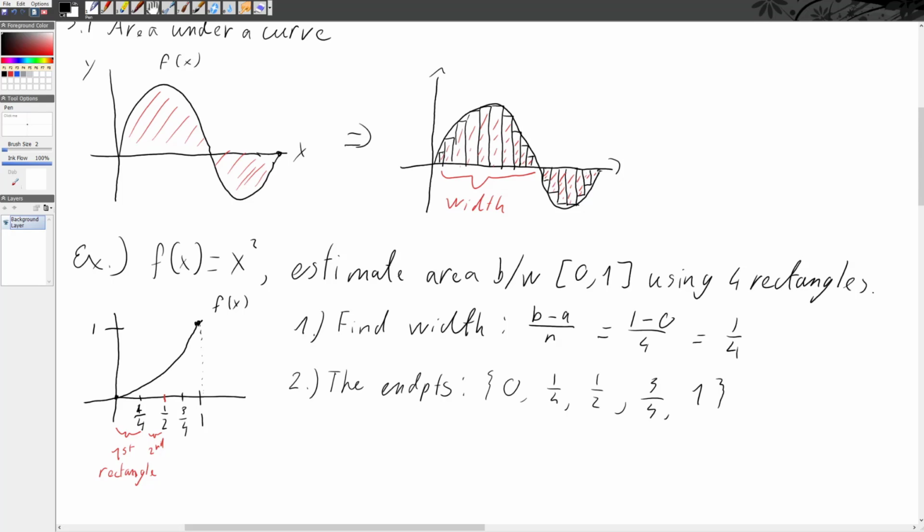Now, here what we want to do is we want to note that there are 5 points on this x-axis where we can draw our rectangles. We only need 4. So we either use these first 4 points to estimate left rectangles, or we either use these 4 points to make our right rectangles. So what I want to do is let's just pick these left 4 points.